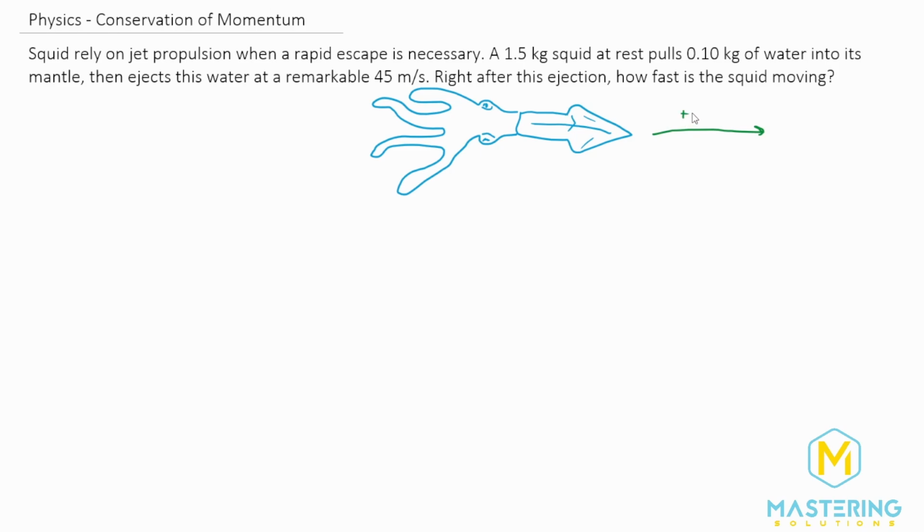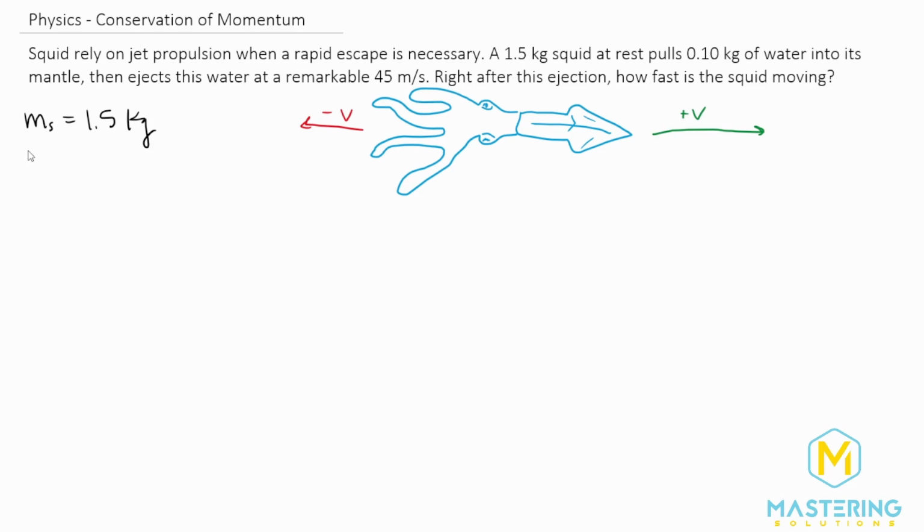So that means the squid will be going in the positive velocity when it goes that direction. And when the water comes out, it will be going obviously in the negative x direction. So it has a negative velocity. So now we can write the variables that we have since we have a better idea of what's going on here. So the mass of the squid is 1.5 kilograms.